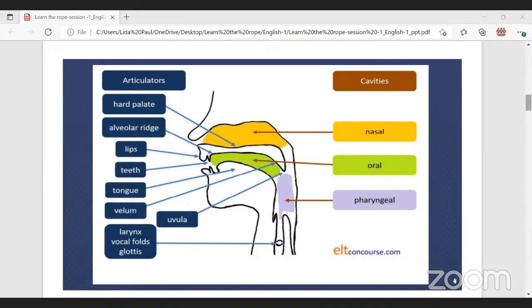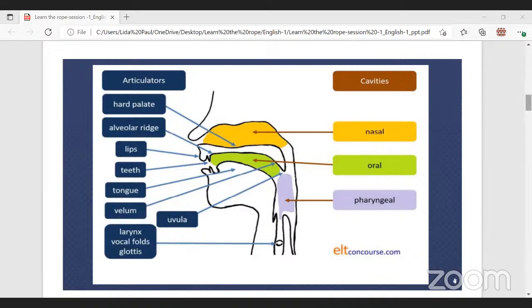In English, you don't have pharyngeal sounds. The oral cavity is responsible for the production of oral sounds. What are oral sounds and nasal sounds? Oral sounds mostly involve the articulators situated in your mouth region. Nasal will have the involvement of the nose.